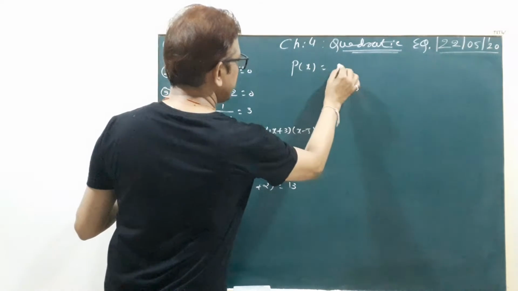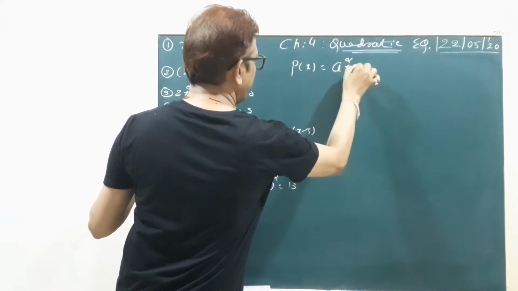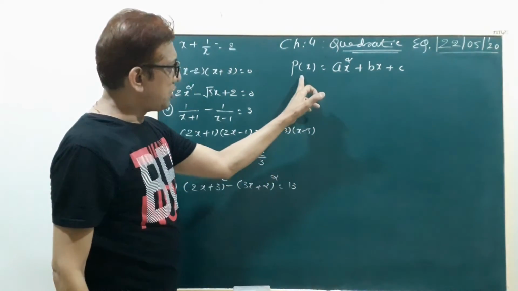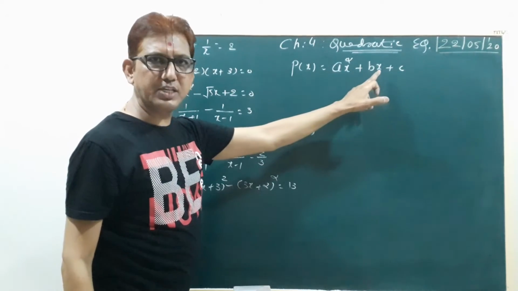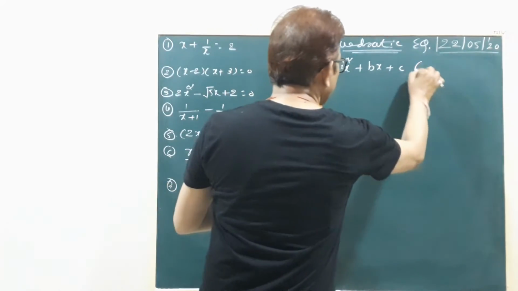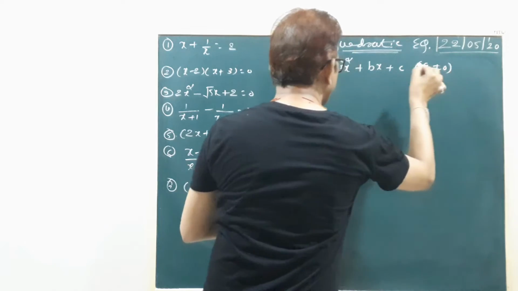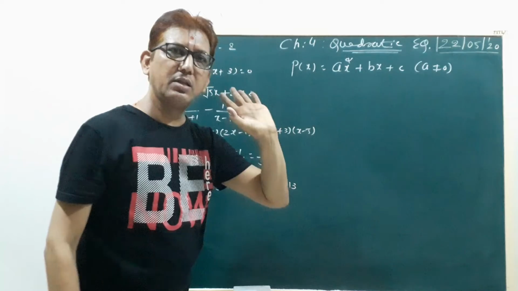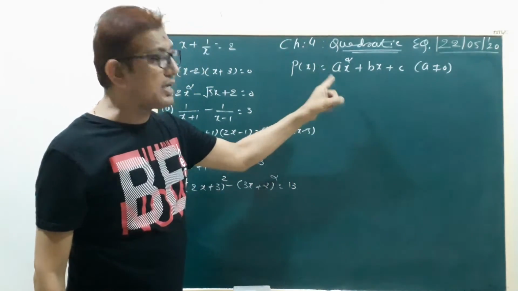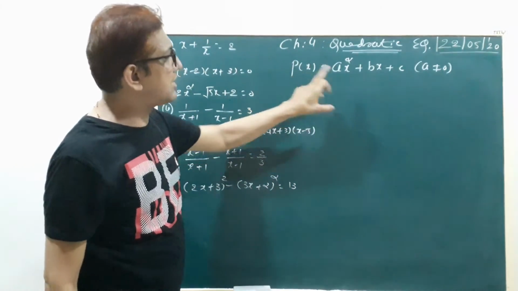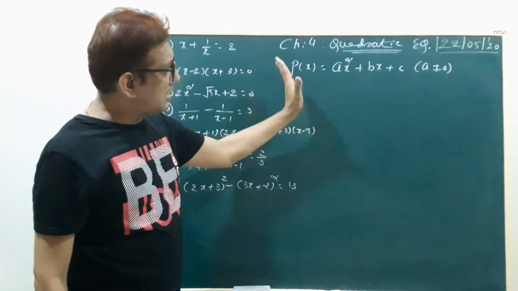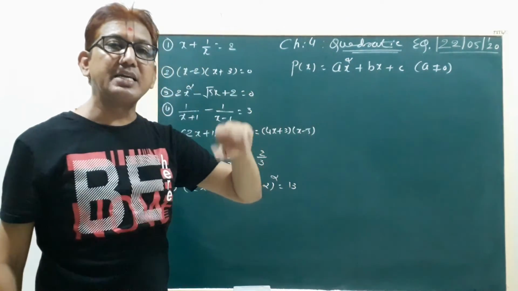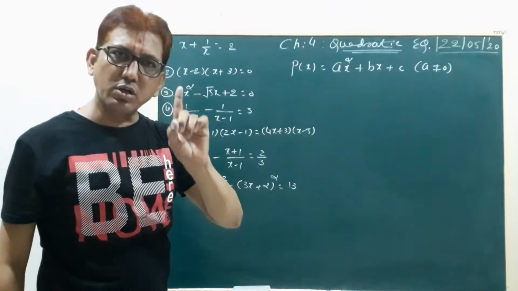Suppose we write p(x) equal to ax square plus bx plus c, where a is not equal to 0. It is called a quadratic polynomial. Here the highest power is 2, so it is called quadratic.